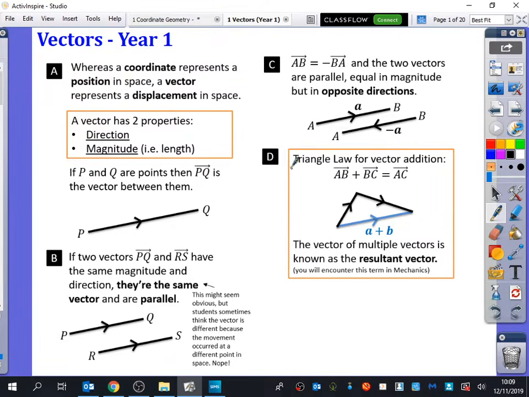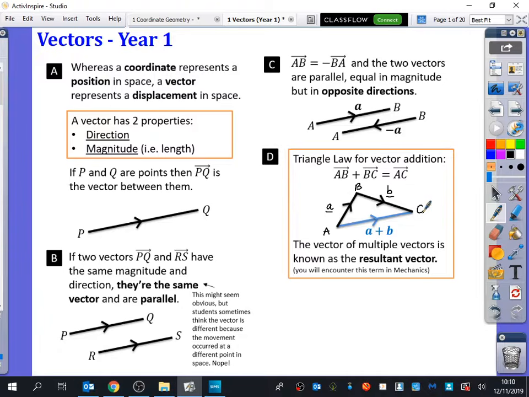The triangle law for vector addition says that to go from A to B, which I actually should have labelled here, and then to go from B to C, is the same thing as going from A to C. So I should have labelled that this vector is a, this vector is b. So if you add those bits to your diagram, it should say that to go from A to C is the same as going from A to B plus B to C, and those two bits are being added together, so you get a plus b.